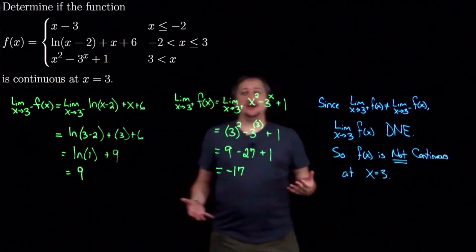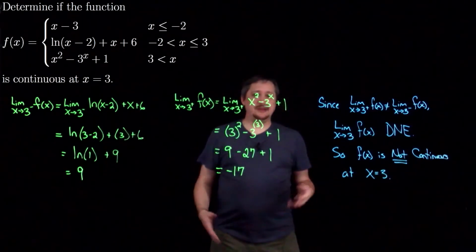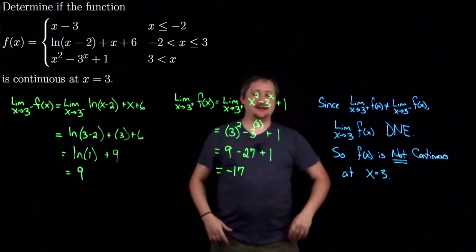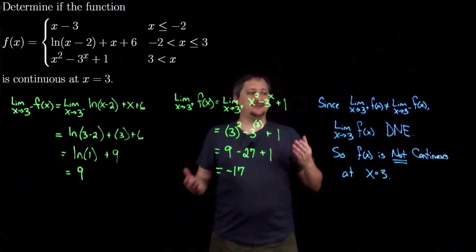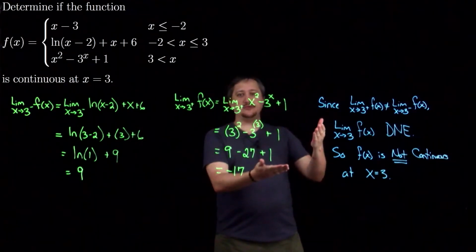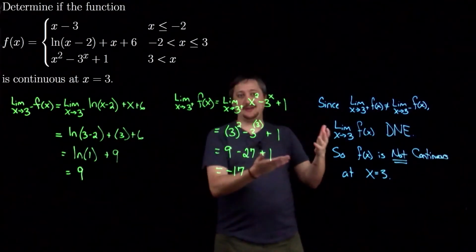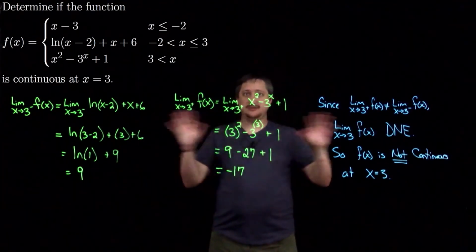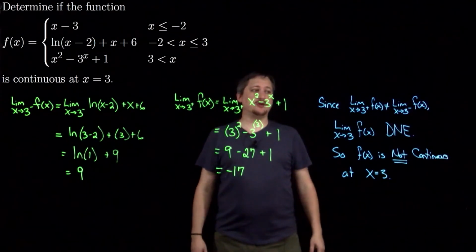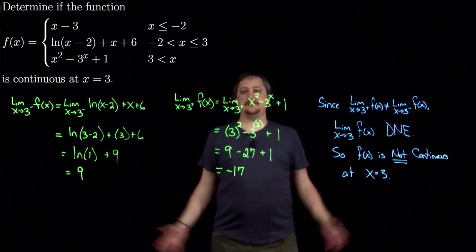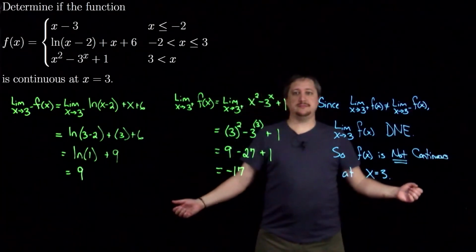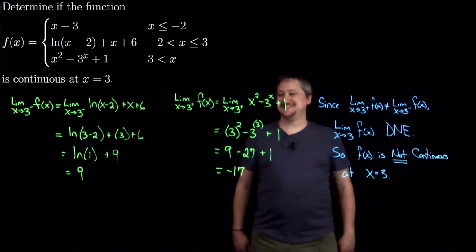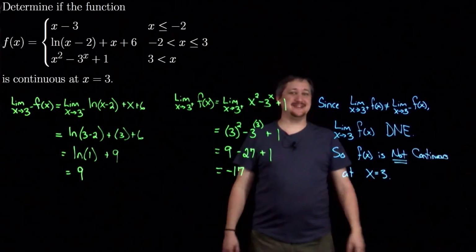So I don't have to compute f of x. I mean, I sort of already did, but if I hadn't done that, I wouldn't need to care because I've already determined that it can't be continuous, because once the limit doesn't exist, we're done. We don't have to move forward at all. Okay? So that's that. That's all there is to it.